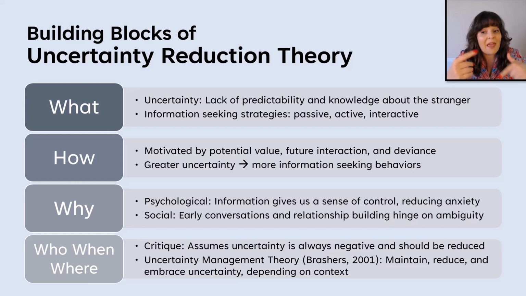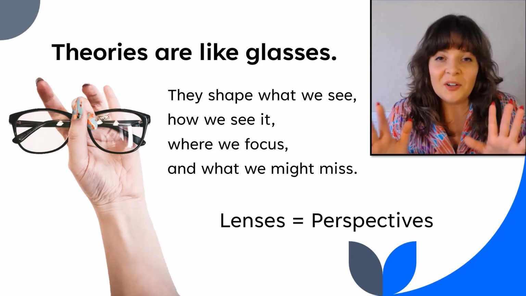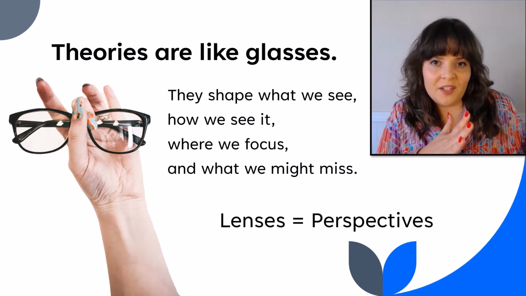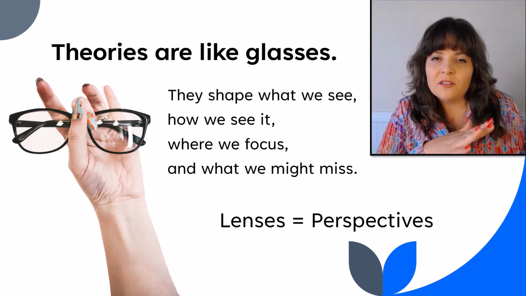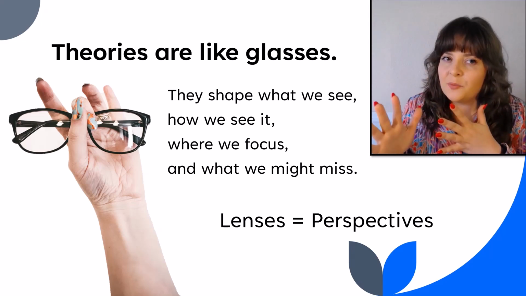Maybe we want to manage uncertainty. So Brashers came in with uncertainty management theory that argued we may want to maintain or decrease or even embrace uncertainty depending on the context. All right, that's enough of theories from the research perspective. I want to turn to more of the educational and classroom perspective.